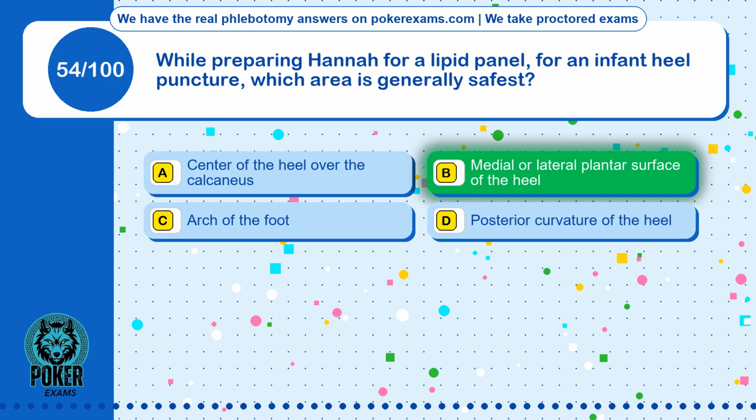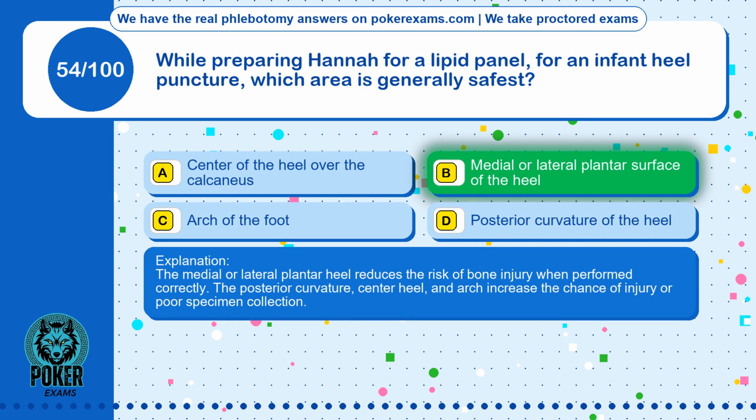The correct answer is option B. Medial or lateral plantar surface of the heel. The medial or lateral plantar heel reduces the risk of bone injury when performed correctly. The posterior curvature, center heel, and arch increase the chance of injury or poor specimen collection.